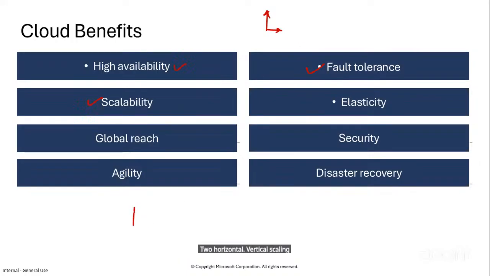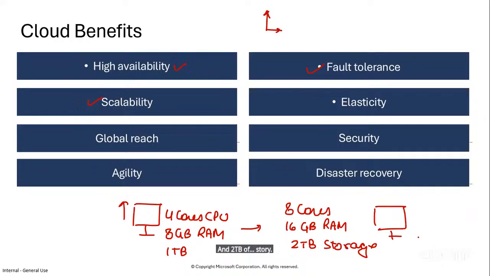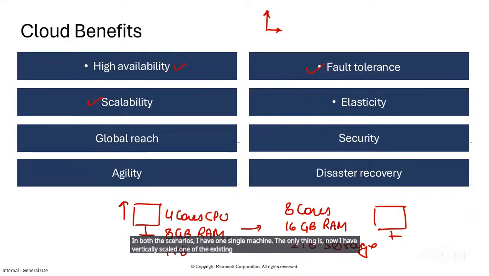Vertical scaling means I had a machine, let's say it had 4 cores of CPU, 8 GB RAM, and 1 TB storage. Vertical scaling means I stretch this existing machine. All right. So when I stretch it, what do I end up doing? I created 8 cores, 16 GB RAM, and 2 terabytes of storage. In both the scenarios, I have one single machine. The only thing is now I have vertically scaled one of the existing machines. This is called vertical scaling.